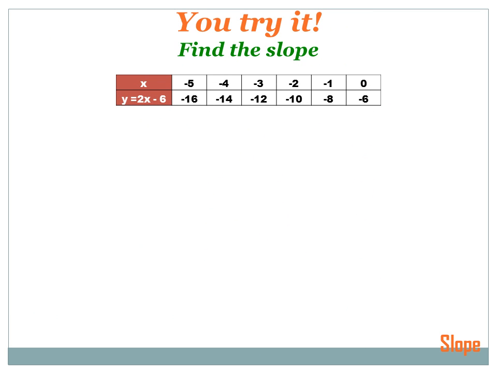Hit your pause button, try this problem, and then hit the forward key to move on to the answer.